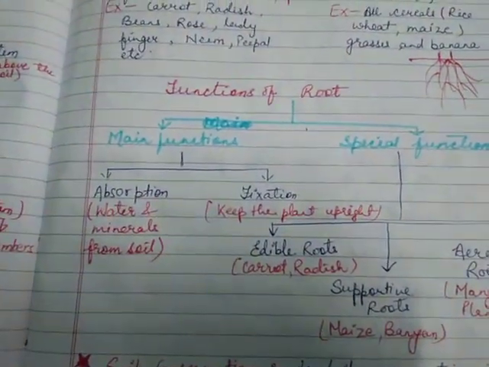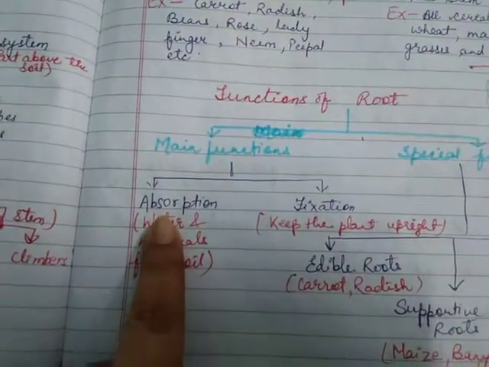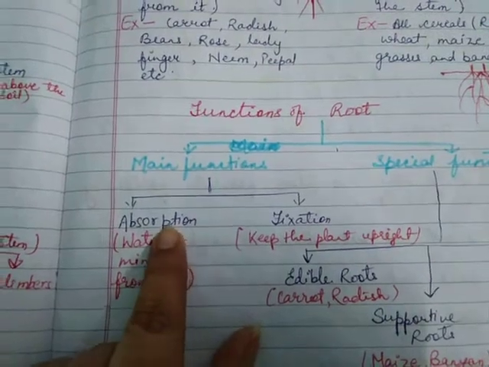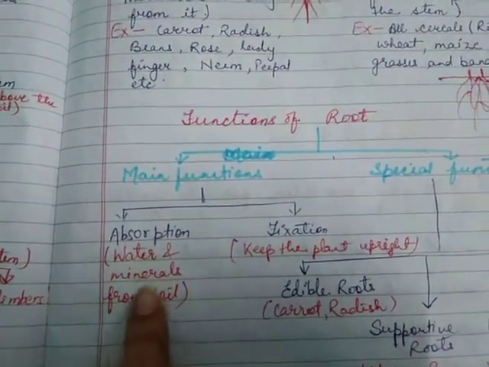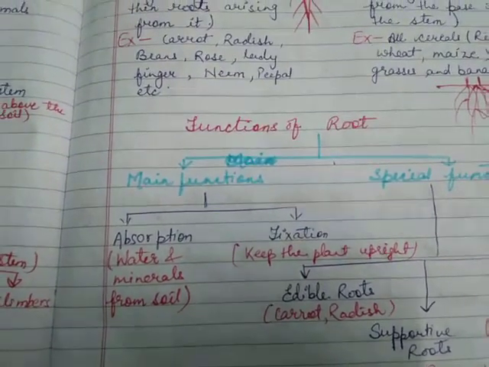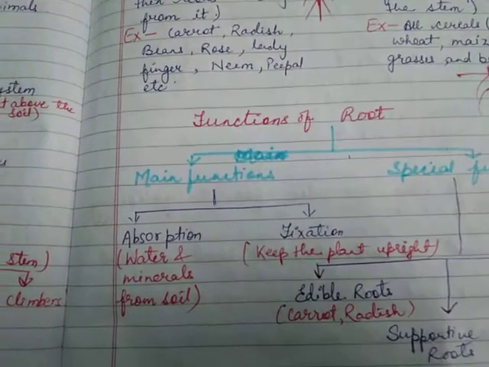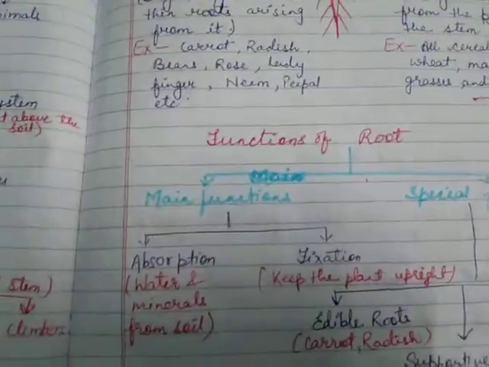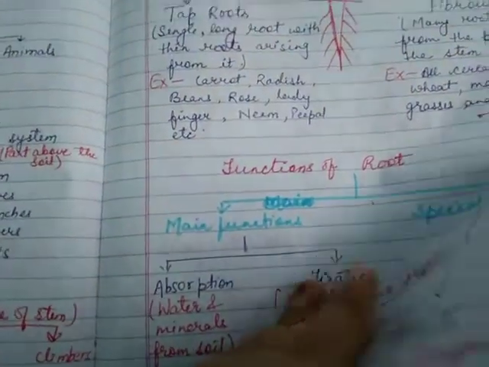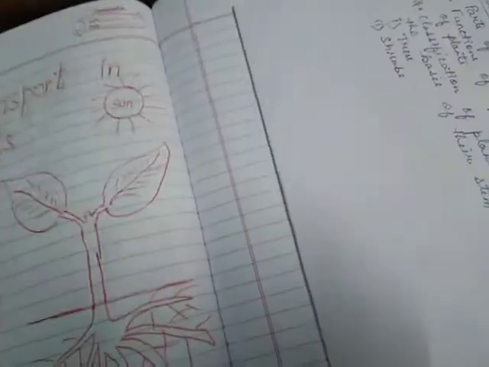Few of you have asked me about absorption. One of the main functions of root is absorption of water and minerals from the soil. How water and minerals are absorbed from the soil and how they are transported to all the parts of the plant is called transportation of water in plants. Let's see.